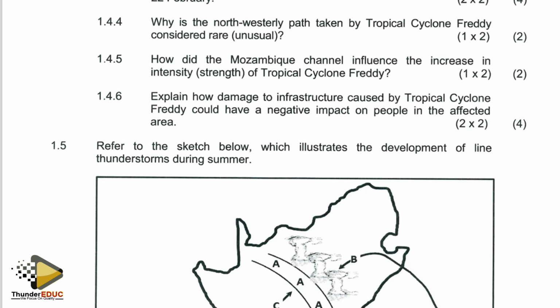And also we can talk of damage to communication networks. Communication infrastructure can be damaged by the cyclone. That will result in disruptions in communication or difficulties in people communicating. So basically we need to be articulate, we need to identify the damage that has been done to infrastructure and its subsequent impact on people.